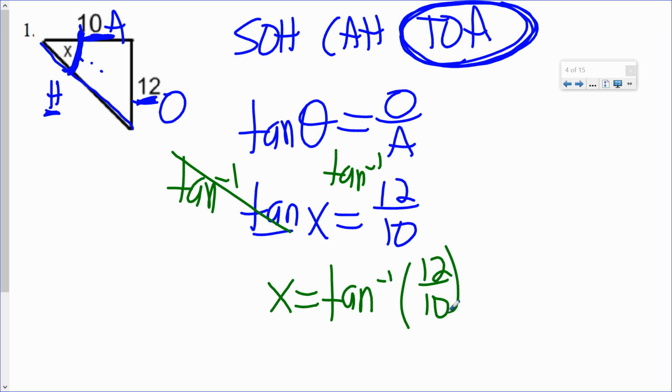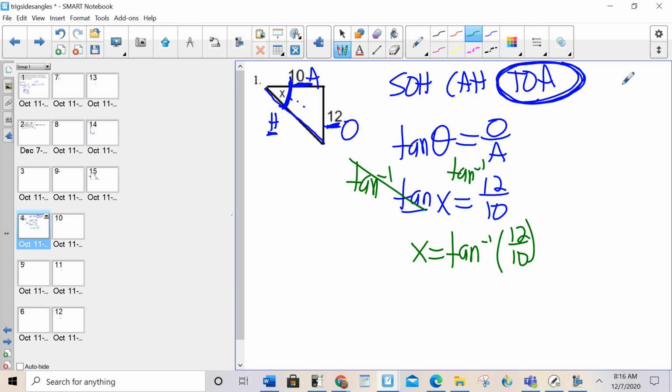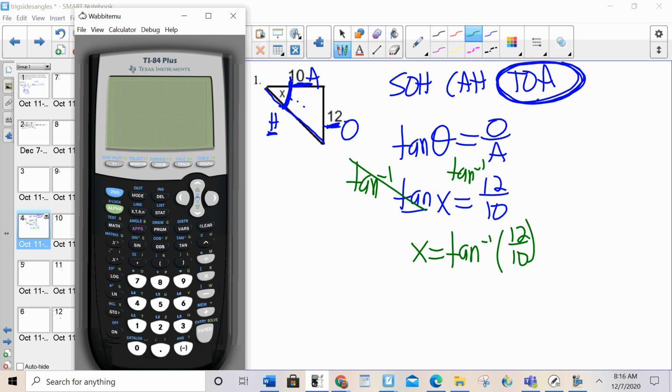All I have to do now is type this into the calculator. So, first off, when I go to my calculator, we need to be in degree mode. In this course, we always need to be in degree mode. So if you hit the mode button, which is next to the second button, right now I'm in radian mode. I need to tab over to degree and hit enter. Your calculator will default to radian mode, so you need to physically put it into degree mode.